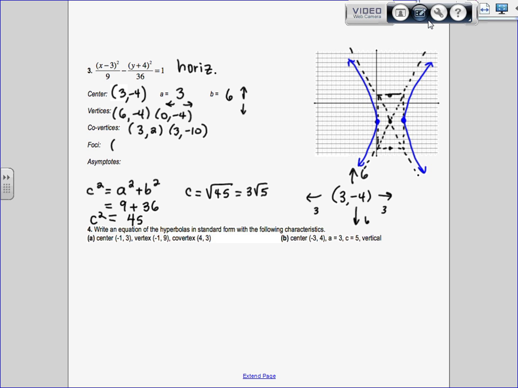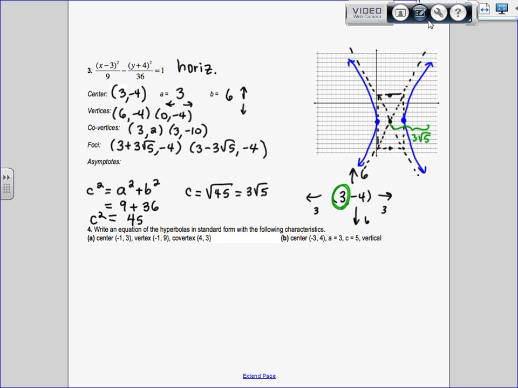Okay, and then think about where we're going. So from the center, which direction am I moving? 3 root 5. Yeah, I'm moving to the right and to the left, right? So what I'm going to do is from that center, I'm going to add on 3 root 5. So I'm adjusting the x value. Instead of just having 3, I'm going to have 3 plus 3 root 5, comma negative 4. And I'm going to have 3 minus 3 root 5, comma negative 4. So I just add and subtract from the x value of the center.